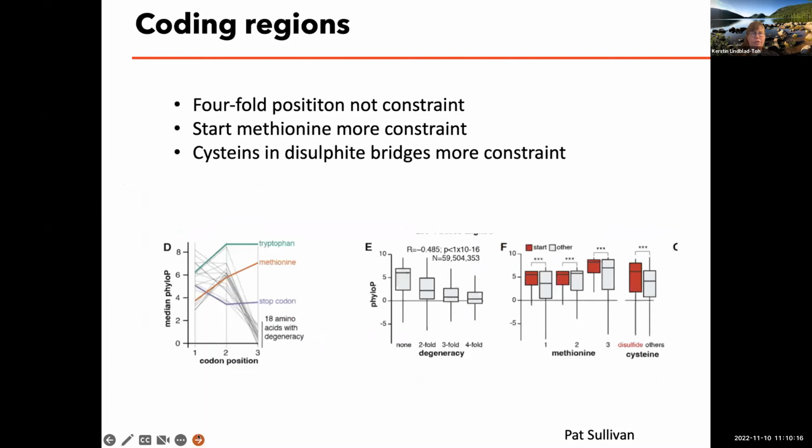If we look at coding regions, we can see that there is plenty of constraint in position 1 and position 2 within codons, but in the 4-fold position, there is much less constraint. If we look at the methionines, we see that the methionine at the start of a protein is more constrained than other methionines in the protein. And if you look at cysteines, those that make disulfide bridges are more constrained. So all of this makes a lot of sense.